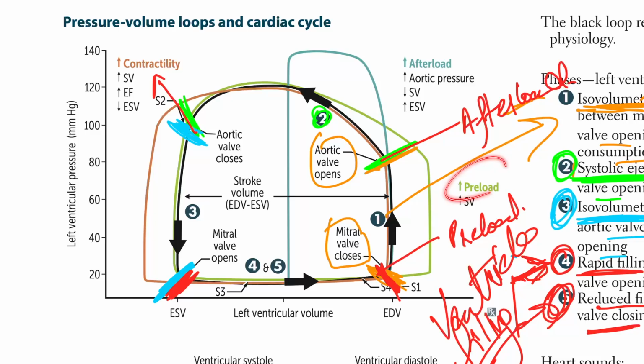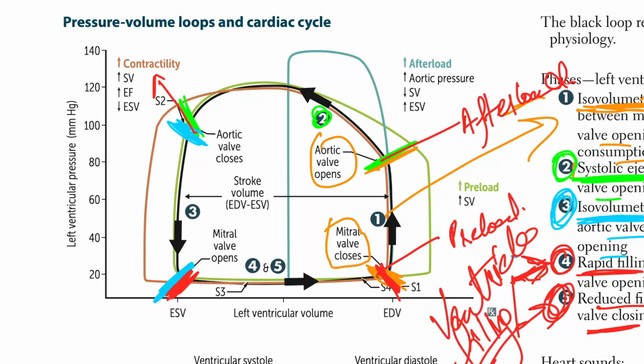Now look at the preload. For preload, the graph is green. Green starts from here and goes all the way here. You have increased stroke volume because you increased preload. But if you look at afterload, it has a decreased stroke volume. This is the blue curve. From blue to blue, it's less than normal. Normal is all black, right? Less than normal stroke volume. So in afterload, the stroke volume is decreased. Okay, so that's what we have.